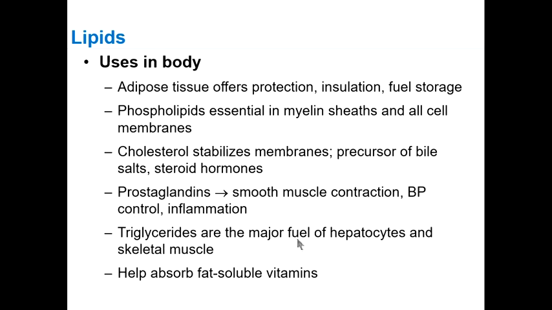Triglycerides are the major fuel for our liver cells, which we call hepatocytes, and our skeletal muscles, and help absorb fat-soluble vitamins. So there are some vitamins that we need to take in, and we're not able to absorb these vitamins unless we absorb lipids at the same time. So taking in these vitamins without a fat would be useless because they would just pass right through our digestive system.